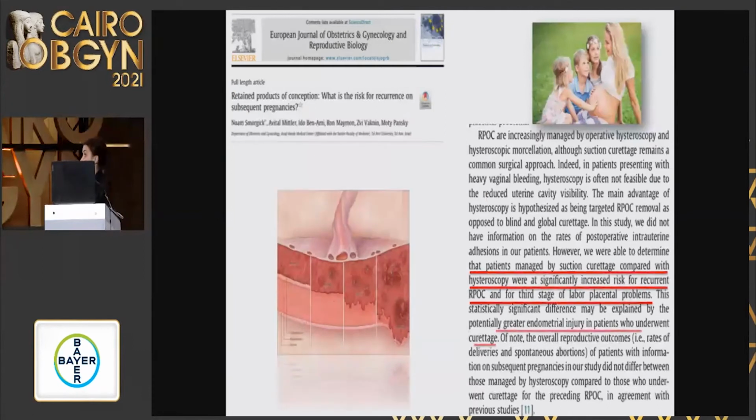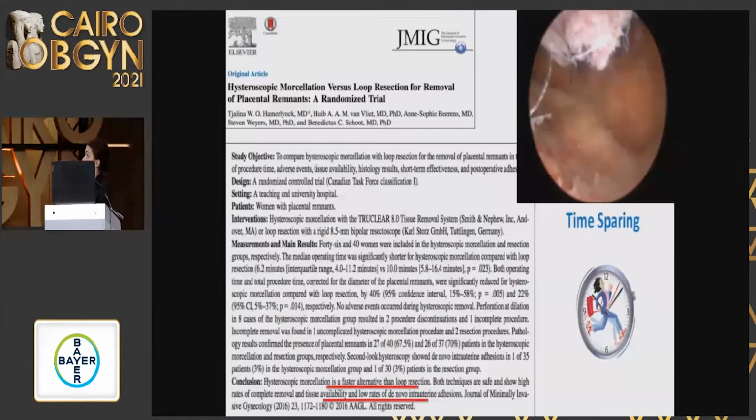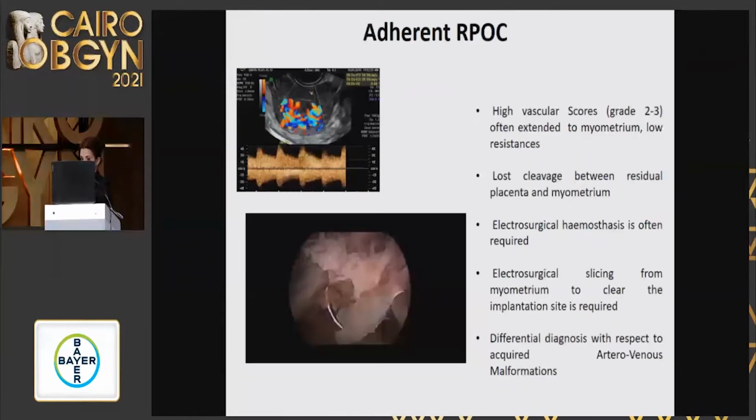It's very important to mark that after the curettage, the risk of retained product of conception increases, and we can also have potentially greater endometrial injuries in the patient. Another kind of surgery is hysteroscopic morcellation, or the shaver. That is a safe and faster alternative to the loop. It reduces the risk of intrauterine adhesion. It's safe and at the same time very fast.